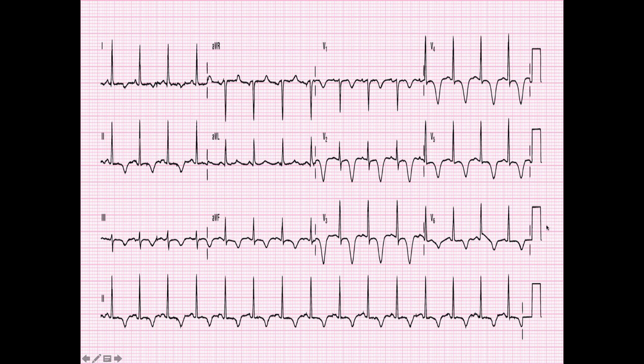There we go. What about right ventricular hypertrophy? So I'm looking for more positivity than negativity in the QRS complex in V1, V2. And V1, nope. V2, yep. So I have right ventricular hypertrophy. So I've got both right and left ventricular hypertrophy. Bully for that guy.